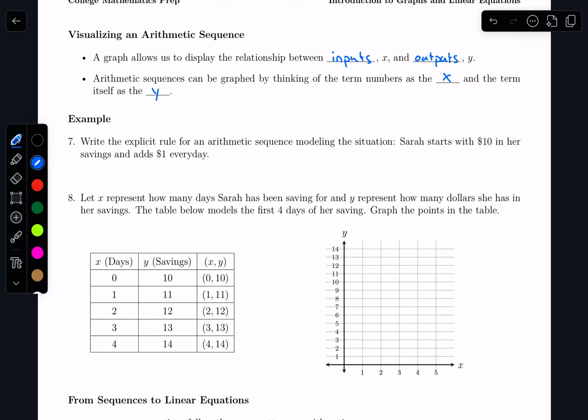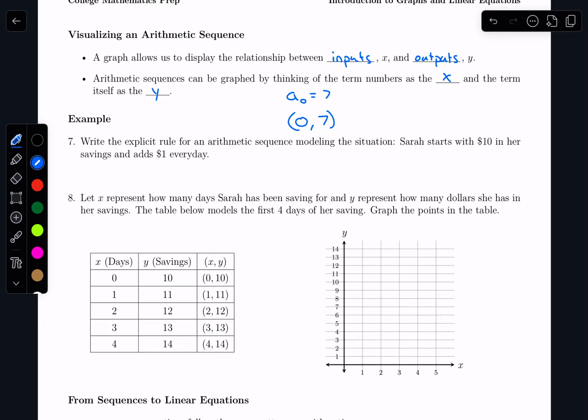Arithmetic sequences can be graphed by thinking of the term numbers as the x and the term itself as the y. So for example, if I have that a naught is equal to 7, then I can turn that into a coordinate that I can graph by thinking of a naught, that term number is 0. So I'm going to make 0 my x value, and then make a naught itself, the 7, be my y value. So if a naught equals 7, I can graph the point (0, 7) to represent that. Again, the input is the term number. So if you tell me which term you want me to graph, that's my input, and then I can tell you what the value of that term is.